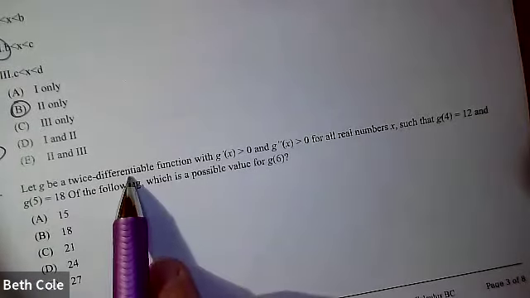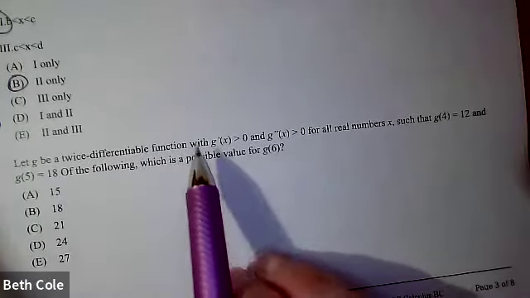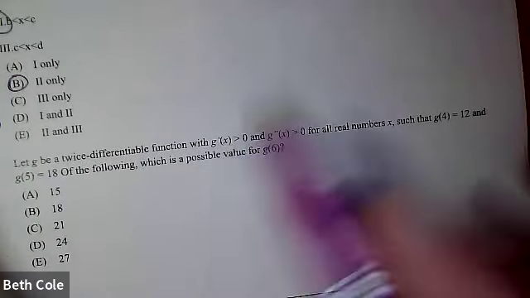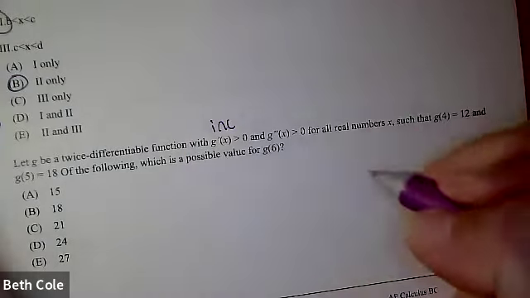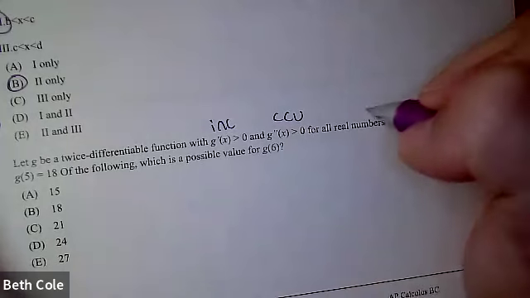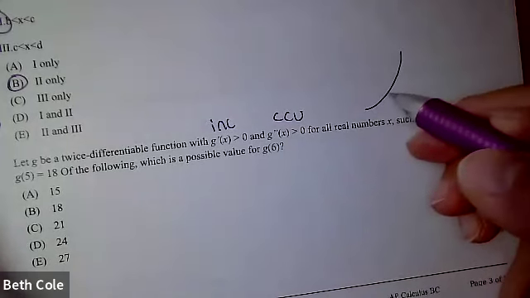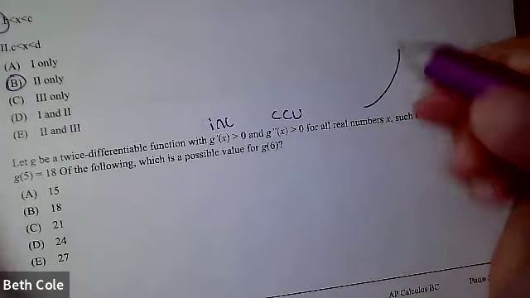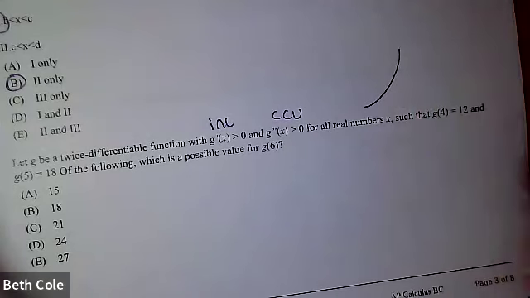All right, g is twice differentiable, which means there's no problems. It means you can get all your derivatives. First derivative is positive, that means increasing. Second derivative is positive, means concave up. So that means it's increasing, and it's increasing at a faster rate each time. It's increasing at an increasing rate.